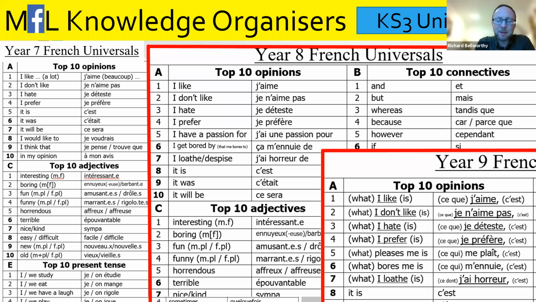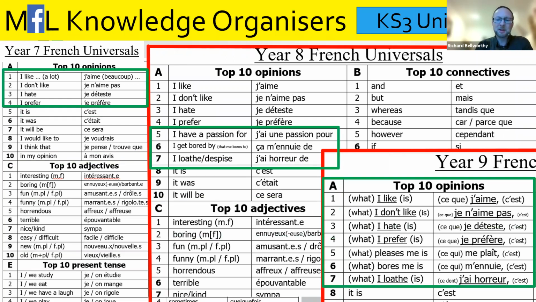Now I'd like to compare the 3 years. Each universal page the students get is graduated, increasing in complexity. If we compare these sections in each year group for French, in year 7 you've got very basics: j'aime, je n'aime pas, je déteste, je préfère. Whereas in year 8, we've added j'ai une passion pour, ça m'ennuie de, j'ai horreur de. Already you can see the complexity. Moving on to year 9, we then add ce que j'aime, c'est. So you can see how we're building on the blocks from previous years in order to strengthen their complexity and their variety of language.